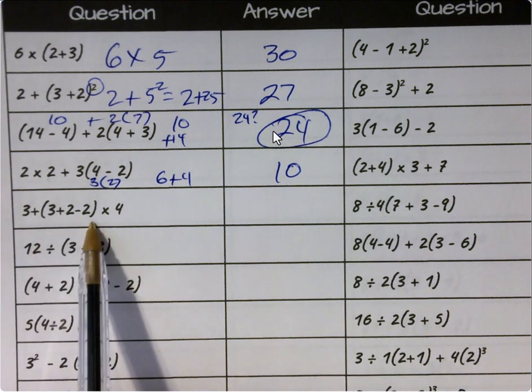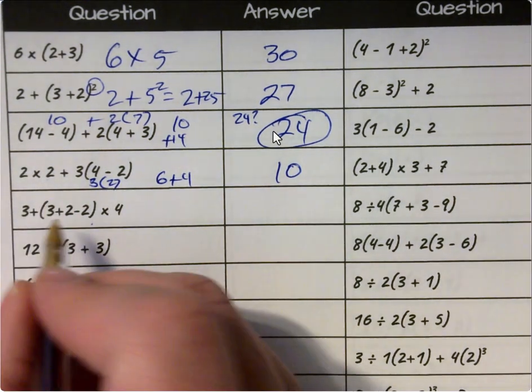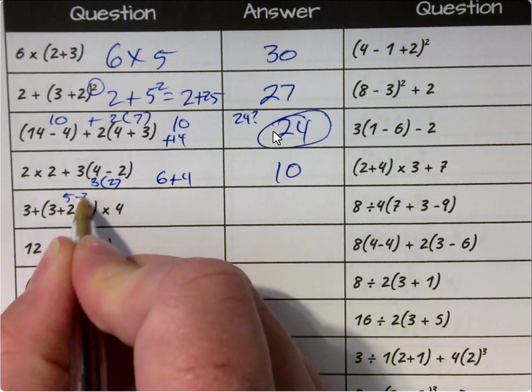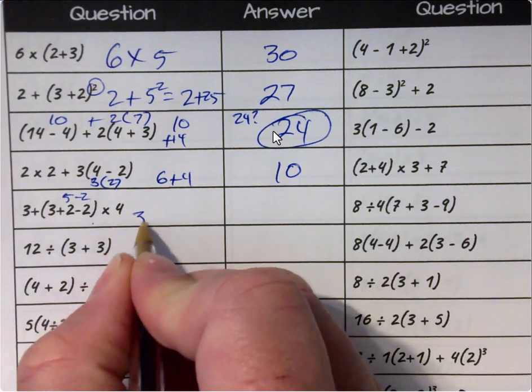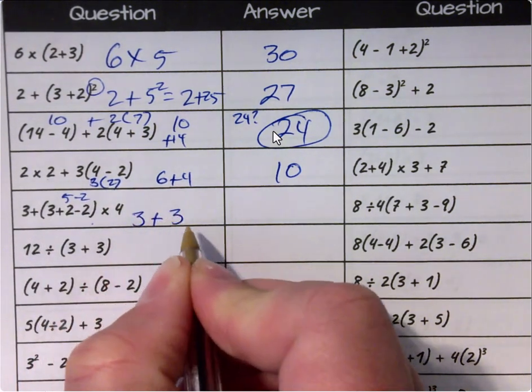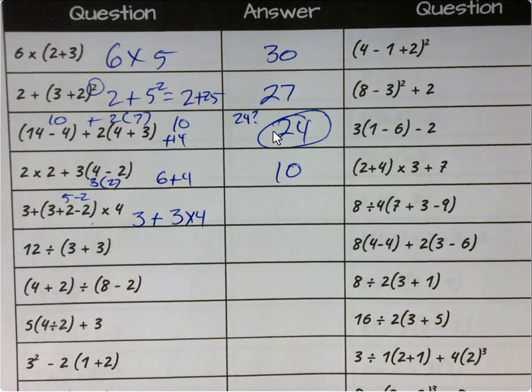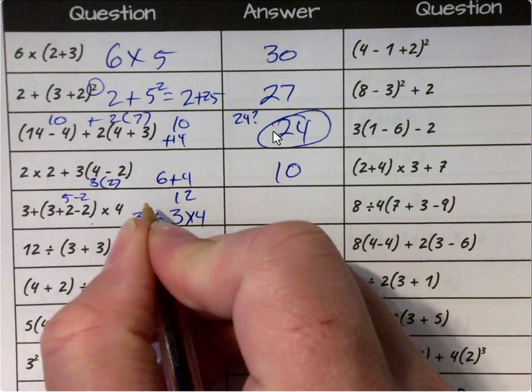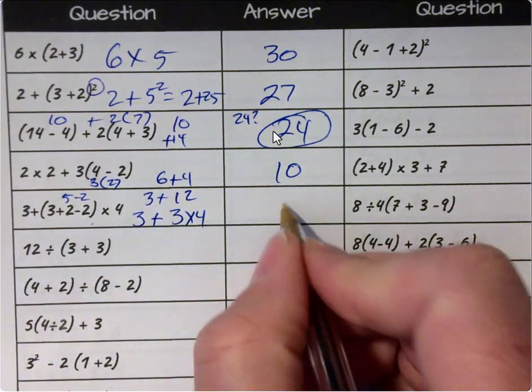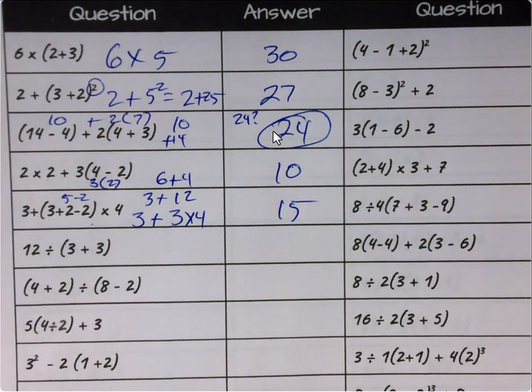Well, let's do what's inside the parentheses. You got 3 plus 2, which is 5. 5 minus 2 is 3. So we're going to do 3 plus 3 times 4. PEMDAS tells us to multiply first, so 3 times 4 is 12. And then 3 plus 12 is 15. So now our answers are going up by 5. I wonder if the next answer is going to be 20.